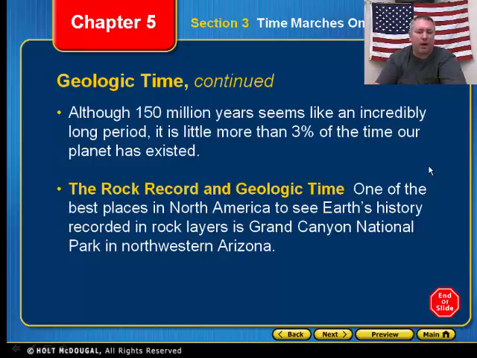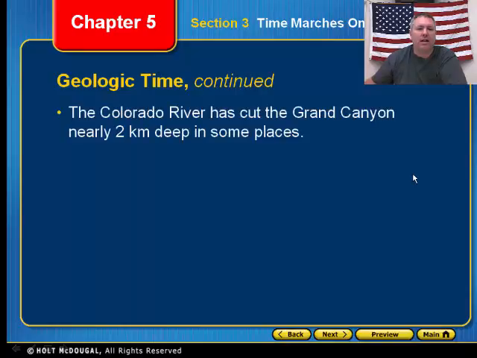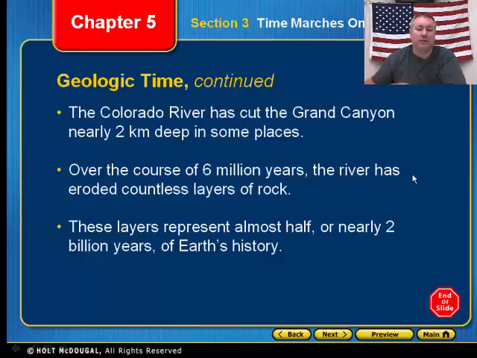When we look at the rock record and geologic time, there are several good places on Earth to study this. One of the places in North America is the Grand Canyon. The reason is that we can see almost half of the entire Earth's history in the rock layers of the Grand Canyon. So that's one of the best places in America to study these rock formations and the history of the Earth. Right there you go, 2 billion years, that's almost half of Earth's history. See, gotcha.